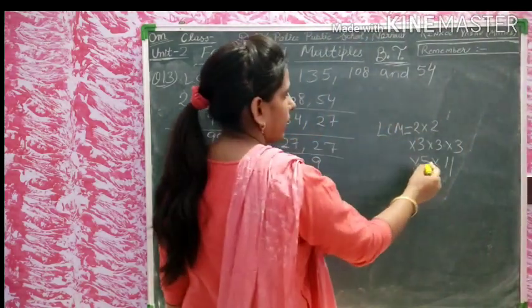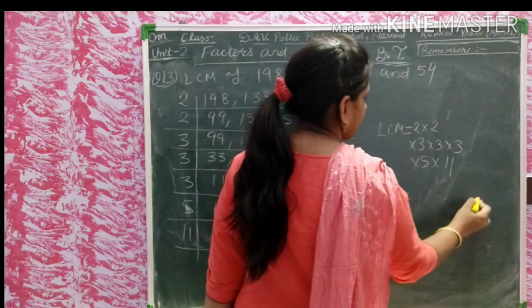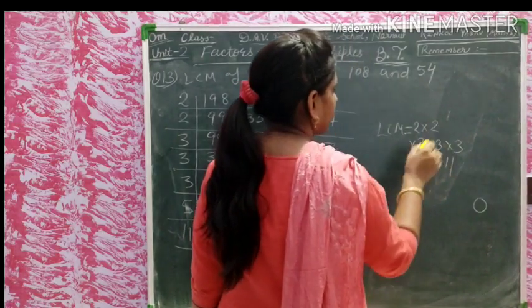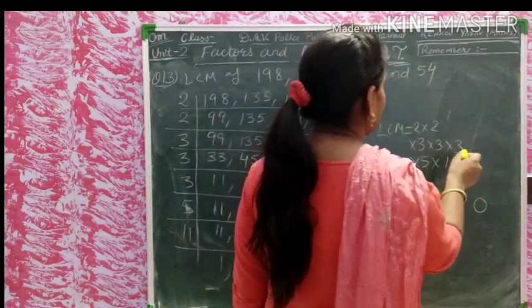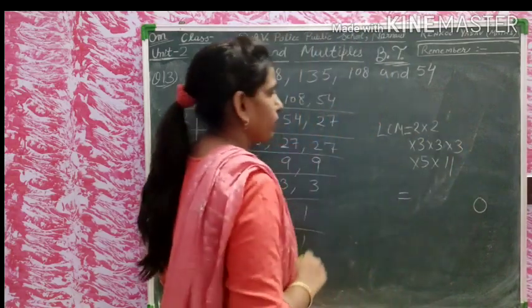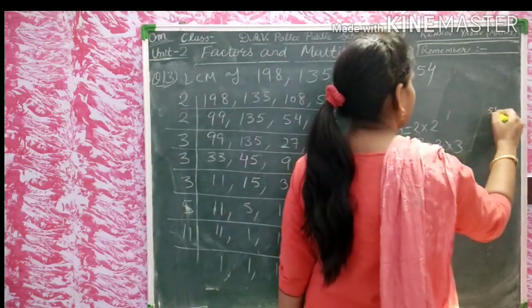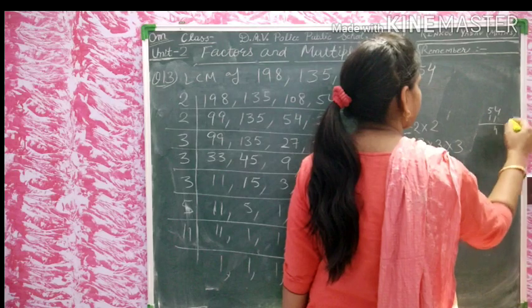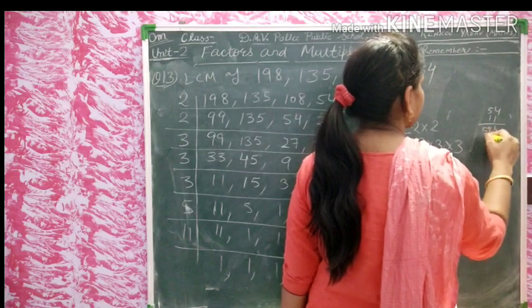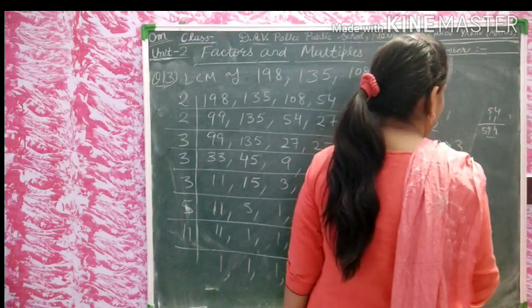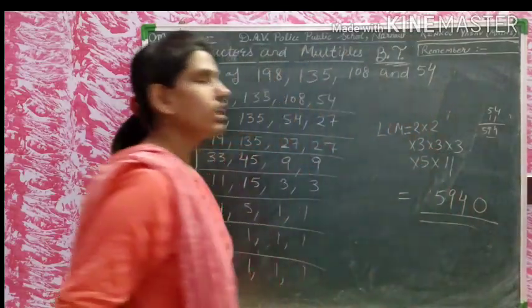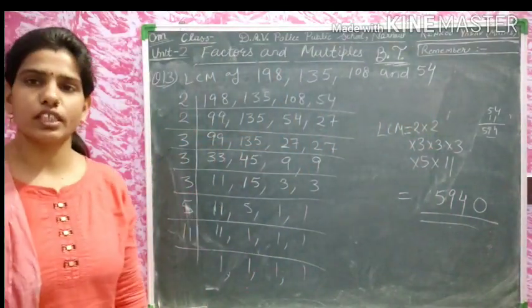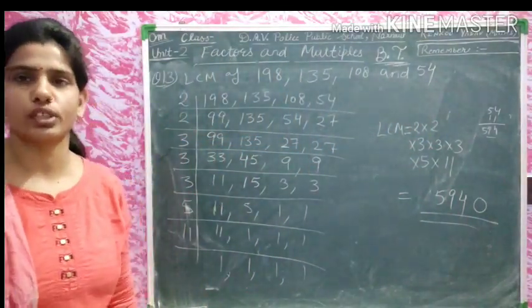So this will become 10, and this is 10. It means there is the 0 here, and 2 3 are 54. And 54 is multiplied by 11, which gives 5940. This should be the LCM here. Is this clear, students? Now we will go to the next question.